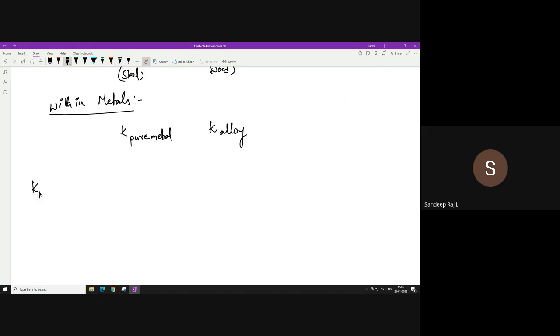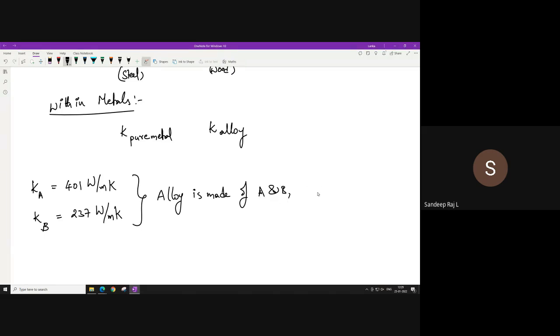K of some material A, you don't know what that material is, but its thermal conductivity is given as 401 watt per meter Kelvin, and K of some material B is given as 237 watt per meter Kelvin, and an alloy is made of A and B, and its thermal conductivity is dash watt per meter Kelvin.